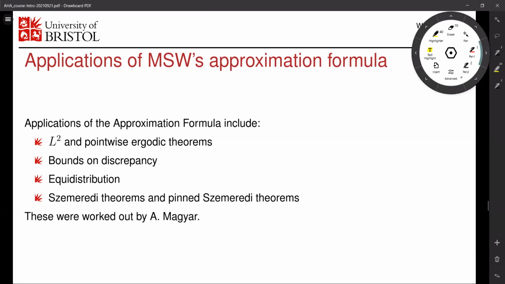And there are continuous versions of at least the L2 and pointwise ergodic theorems, which motivated Magyar, as well as the similarity and pin similarity theorems and the equidistribution theorems. Discrepancy doesn't quite make sense. Well, okay. Equidistribution, the form it takes is the ergodic theorem. And those were worked out by Bourgain. Or no, sorry. The ergodic theorems were worked out by Jones, and the similarity theorems were worked out by Bourgain.